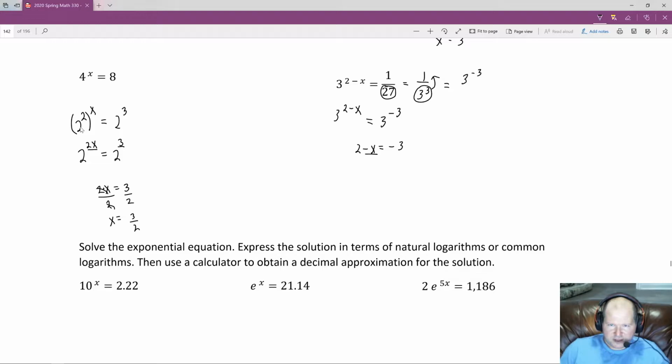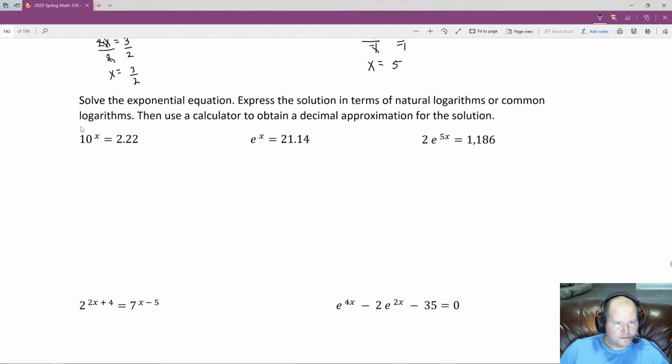So we isolate the variable term, which is a negative x. We get rid of the positive 2 there by subtracting 2. And whatever we do to one side, we do to the other. That gives me negative x is equal to negative 5. Then we undo the multiplication of x by a negative 1 by dividing by negative 1, and whatever we do to one side, we do to the other. We end up with x is equal to a positive 5. Or you can just flip the sign, right? If a negative x is equal to a negative 5, then a positive x must be equal to a positive 5.